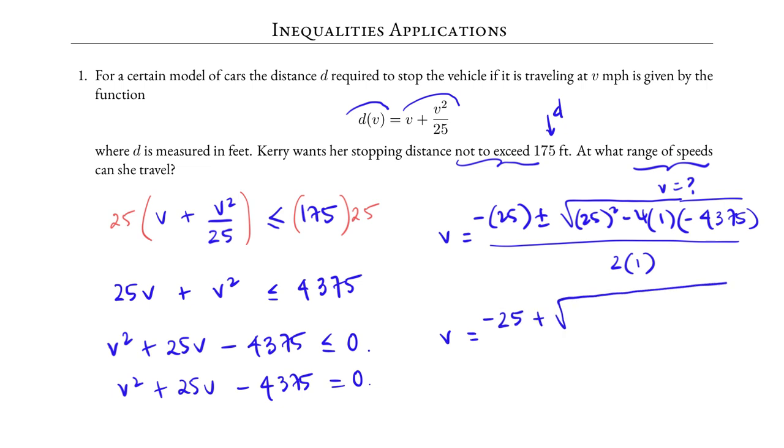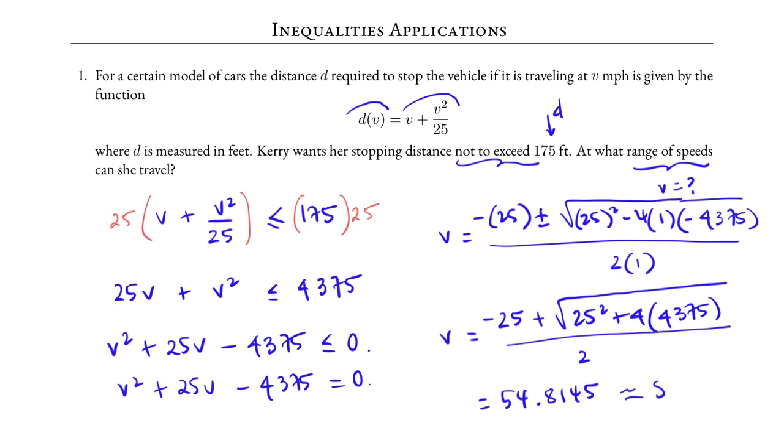Negative 25 plus the square root of 25 squared plus 4 times 4,375, where we simplify the expression inside the radical. And then there's no need to simplify this. We just simply plug this into a calculator to get 54.8145, which we round to 55. And this is the velocity or the speed, so it is miles per hour.